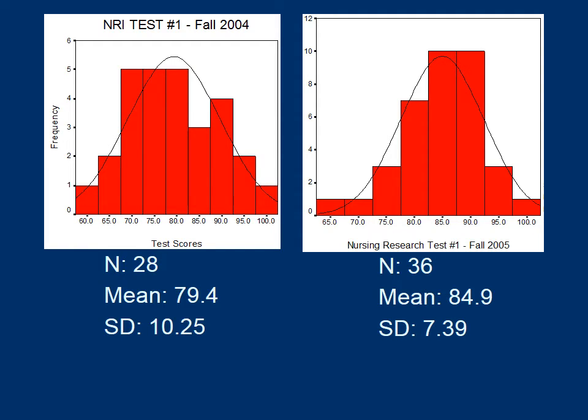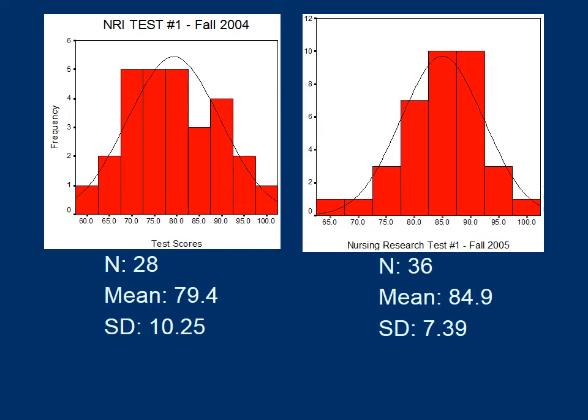60 was the lowest score, 100 was the highest score, and as you can see, the averages really are between that 75 to 85; about 68% of the scores are within that range. And then between 70 to 90, 95% of the scores are in that range, and between 65 to 95, 99.7% of the scores are in that range.